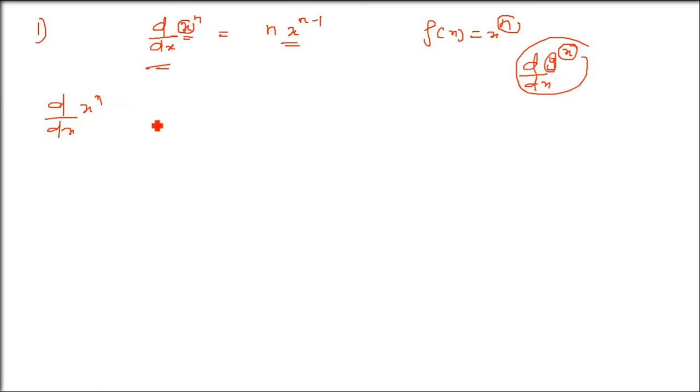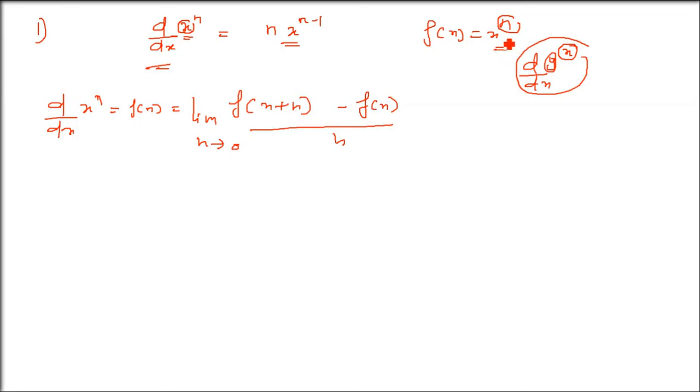So now d by dx of x raised to n is what? Of course, f dash x is limit h tends to 0 of (f(x plus h) minus f(x)) by h. This is f dash x we are trying to find out. So what is f(x plus h)? In place of x you put x plus h.